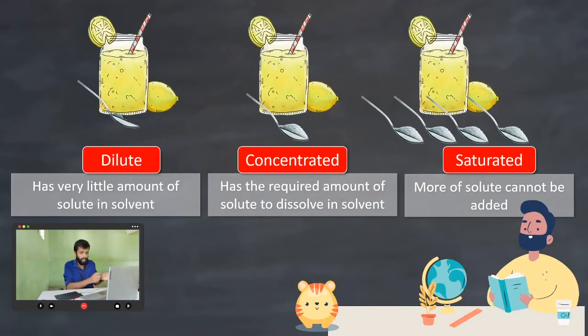So dilute, concentrated, and saturated. Dilute is when you have very little amount of sugar or any solute in it. In concentrated, you have the required amount, and in saturated, you have reached the topmost level, that if I add more solute, it's not going to get mixed at all. So that is called saturated.